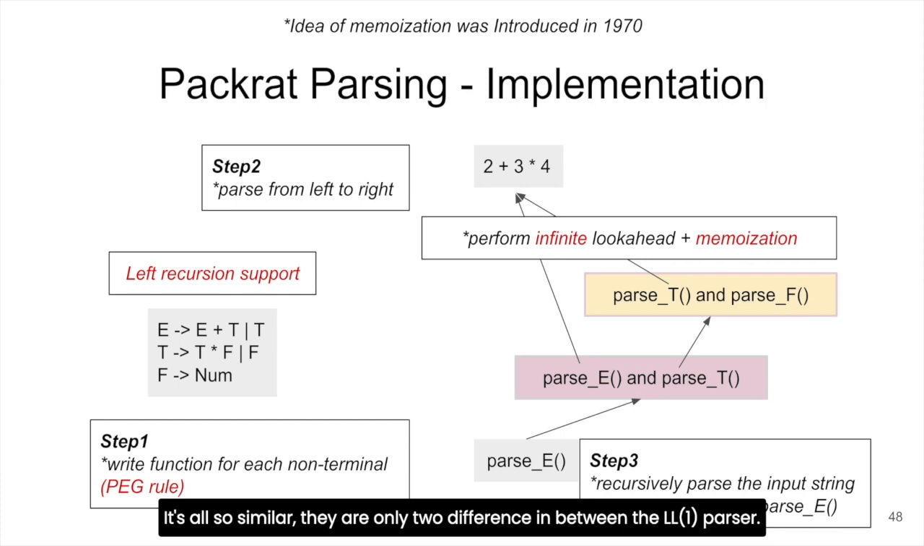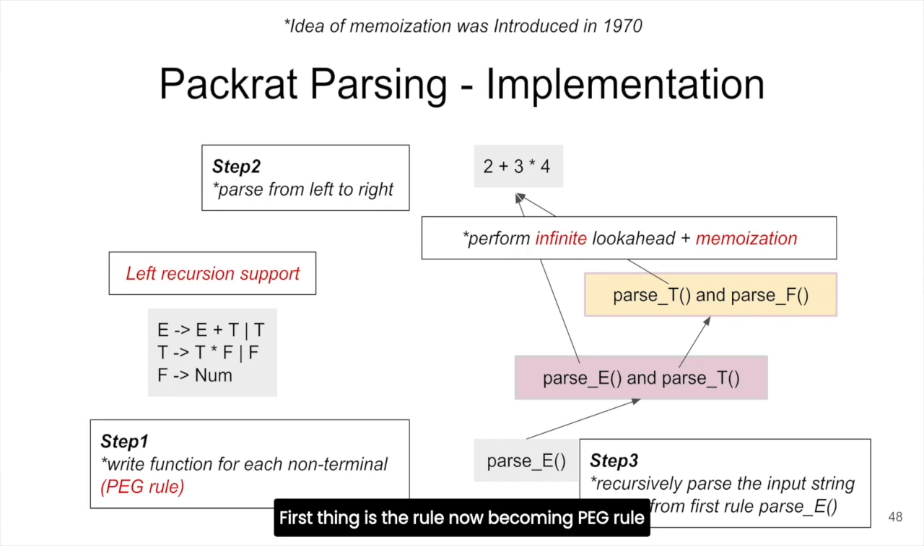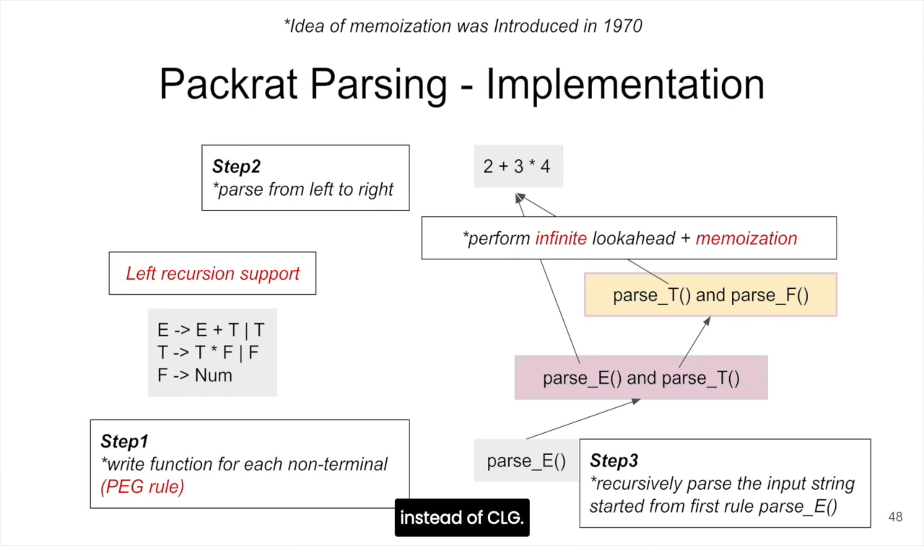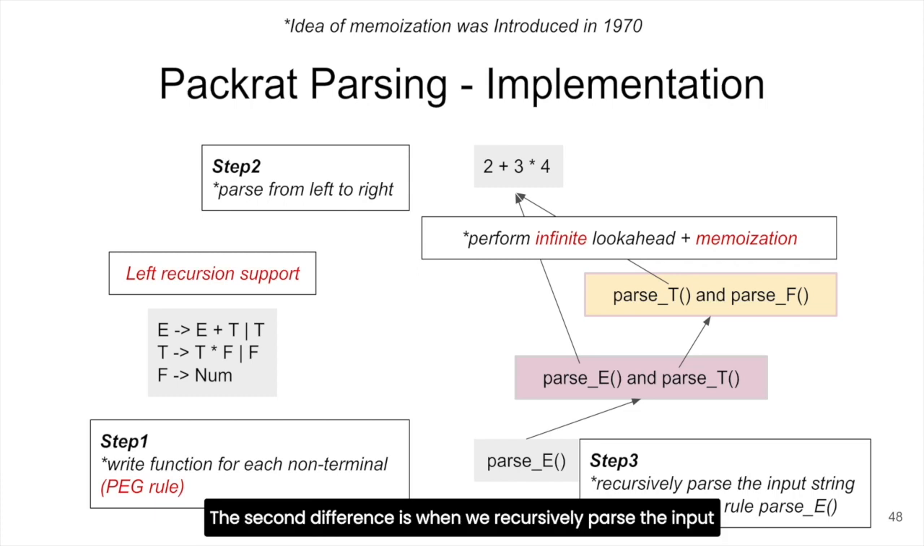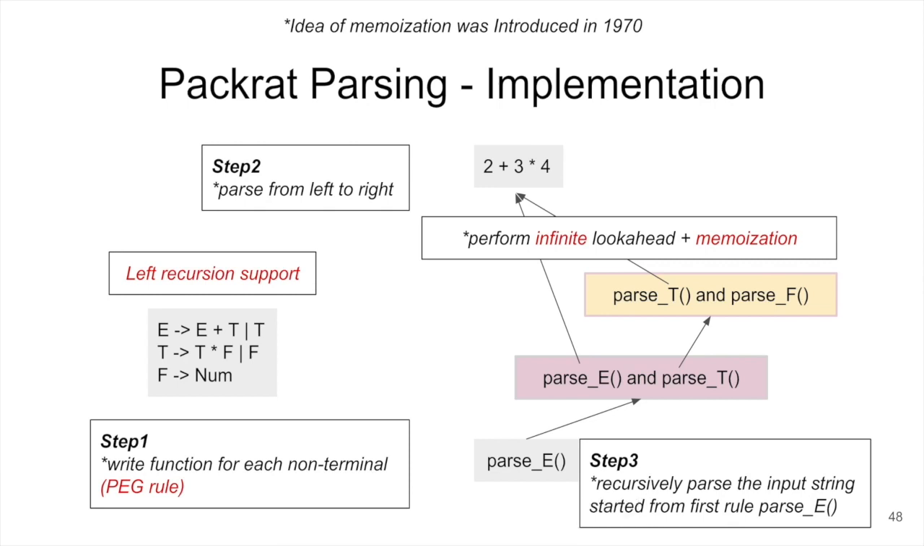There are only two differences between the LL1 parser's recursive implementation versus the PEG parser implementation. The first is that the rule now becomes a PEG rule instead of CFG. The second difference is that when we recursively parse the input stream, we perform infinite lookahead instead of K lookahead. So we look at everything, every possibility.